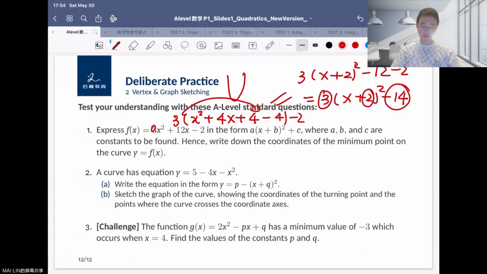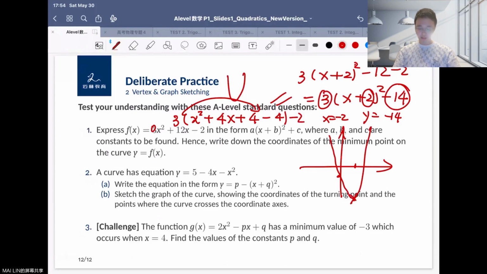And also, if you want to find the minimum point, that is when x equals negative 2, right? So y here equals negative 14, okay? So we can draw the graph: the vertex is negative 2, negative 14, and the y-intercept is when x equals 0, which is negative 2, right? So we can just try drawing the graph like a U shape. Here is the vertex, here is the y-intercept. So the graph is like this, okay? It's a very thin graph, okay?